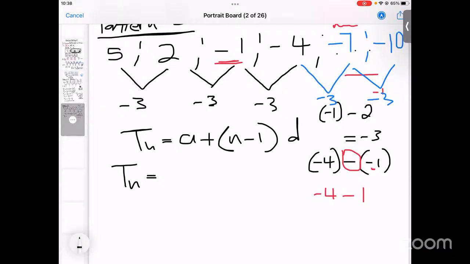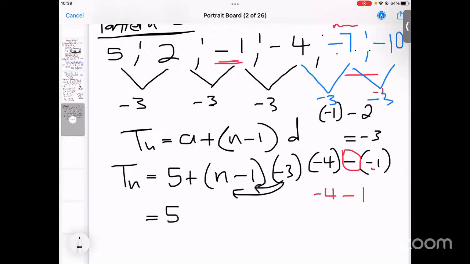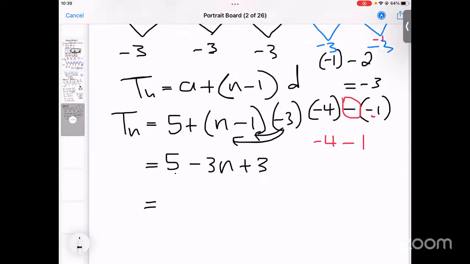What is your a? Your a is 5 plus, what is your n? Okay, the nth term that you're looking for, minus 1, and then close. What is your d in brackets? It is -3. Very, very important, that one. So you will therefore say equals, and then obviously that by that gives you -3n, and that gives you +3. Now you're just dealing with maths modes. Nothing's complicated. What is this plus that? Will it not be 8? It's 8 minus 3n. So this is your general formula there.